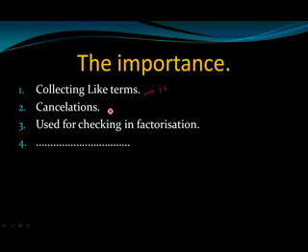Cancellations, as I've shown you: you might have a one on one side and a negative one on the other, so those one and minus one cancel each other, which equates to 0. And then there's something we're going to be studying later, which is factorization. Let's just say you factorize something, the only way for you to check that your factorization was right is to do simplification, so that you can get back to the answer.